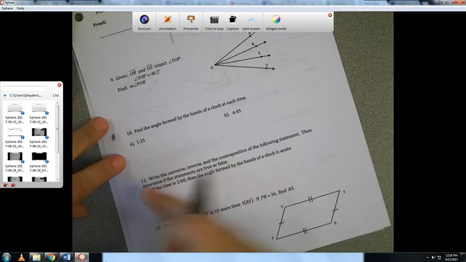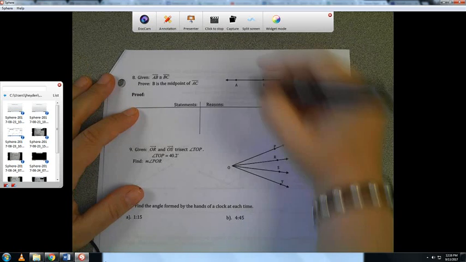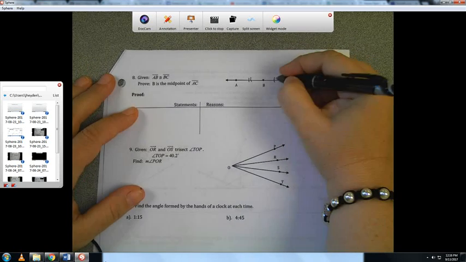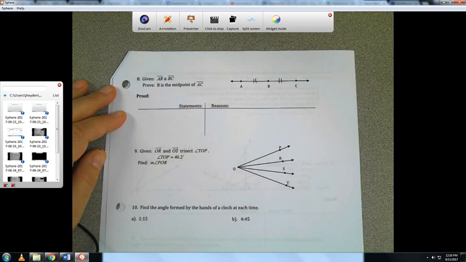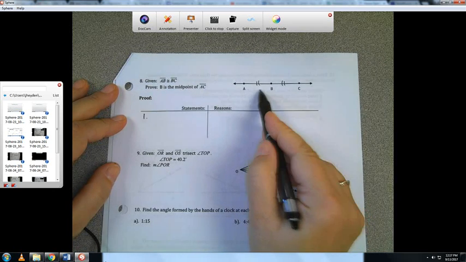Okay, another proof. Given AB is congruent to BC, I always mark stuff as I read it. AB is congruent to BC. Prove that B is the midpoint. All right, well, I believe B is the midpoint because the segments on either side are congruent, so that makes sense.